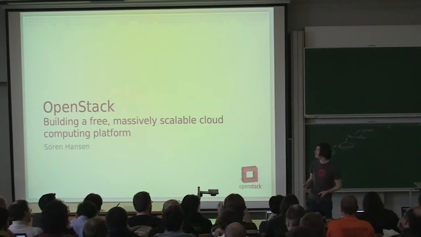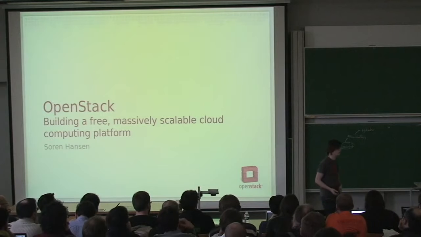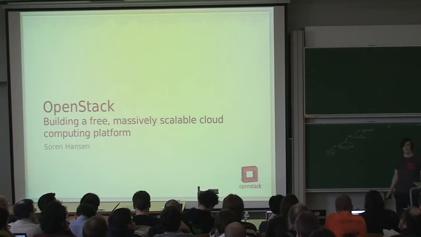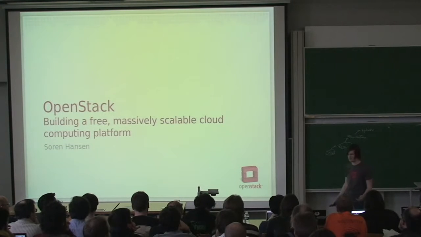Right, so my name is Soren. I'm one of the OpenStack developers. I'm lucky enough to have Rackspace pay me to be one of those full-time, and they have been for probably 8-9 months by now.